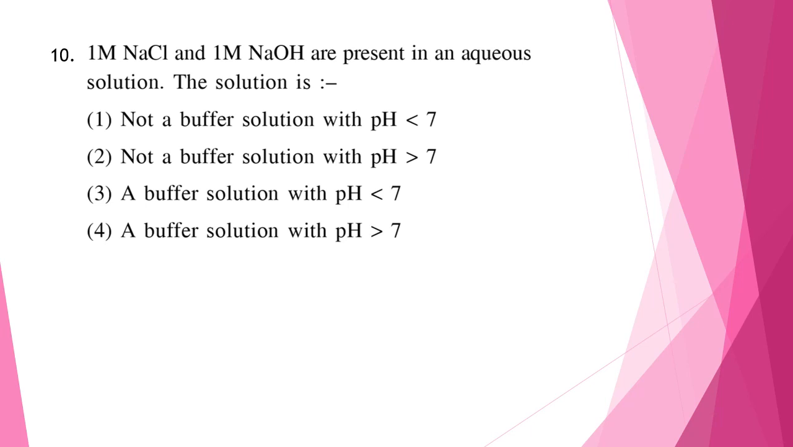Question 10. 1 molar NaCl and 1 molar NaOH are present in an aqueous solution. The solution is. So as we know, NaCl is a salt and NaOH is a strong base. So first thing that we definitely know is this will not be a buffer. And as NaOH is a strong base, NaCl is neutral. So the pH will be greater than 7. So the correct answer is option 2, that is not a buffer solution with pH greater than 7.